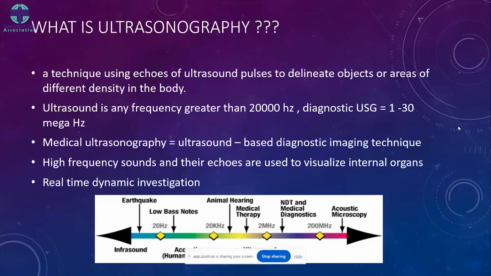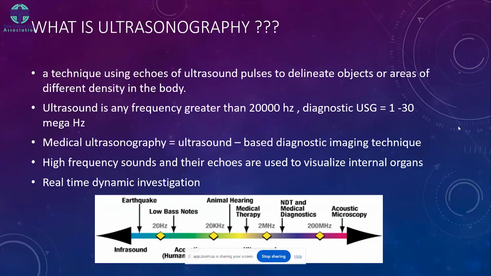So ultrasonography basically is a technique which makes use of echoes of ultrasound pulses, which are generated from an electrical transducer to delineate objects or areas of different density in the body. Now, an ultrasound is any frequency greater than 20,000 hertz, and in diagnostic USG, it ranges from 1 to 30 megahertz. The normal hearing range for a human ear is 20 hertz to 20 kilohertz.